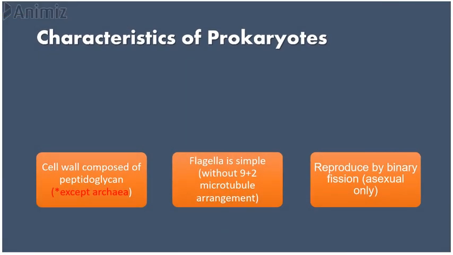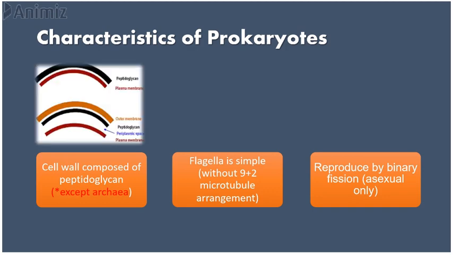And the cell wall of prokaryotes is composed of peptidoglycan, as opposed to the cell wall in plants. The cell wall in plants consists of cellulose, whereas the cell wall in fungi is composed of chitin.